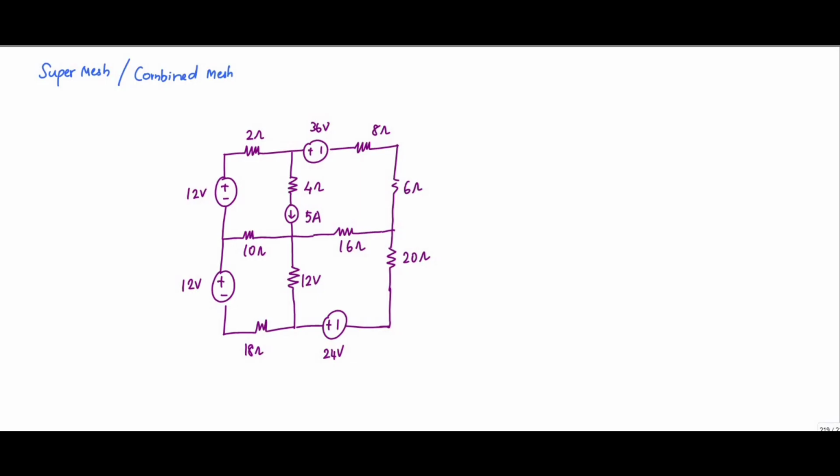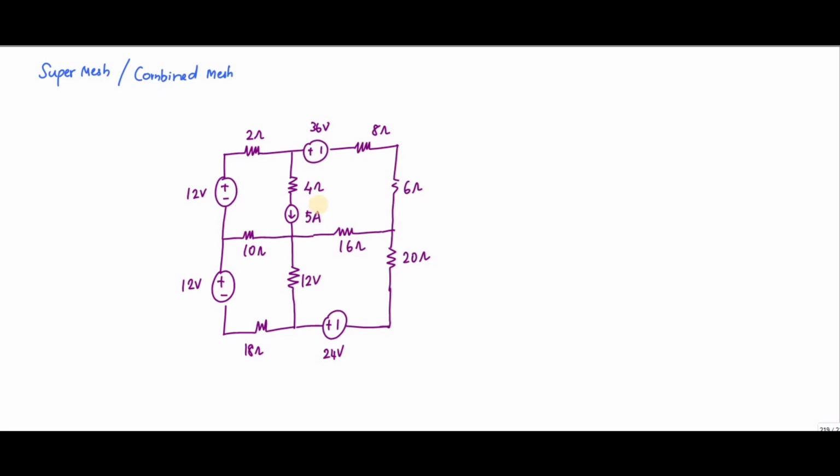In this video, we are going to discuss the concept called super mesh. So consider the circuit. Here you can see there are four meshes: 1, 2, 3, and 4. But if you see, we can't write the equations for mesh 1 and mesh 2.